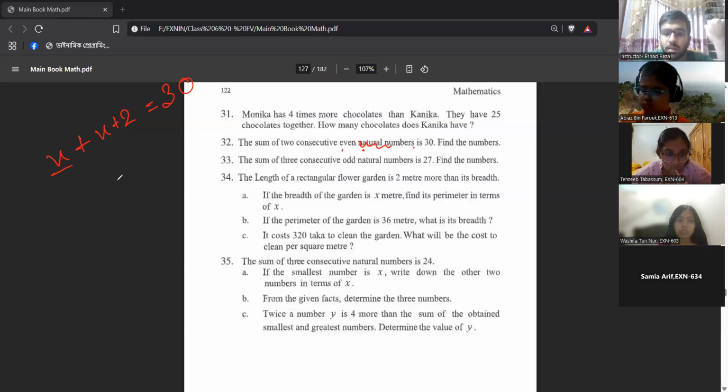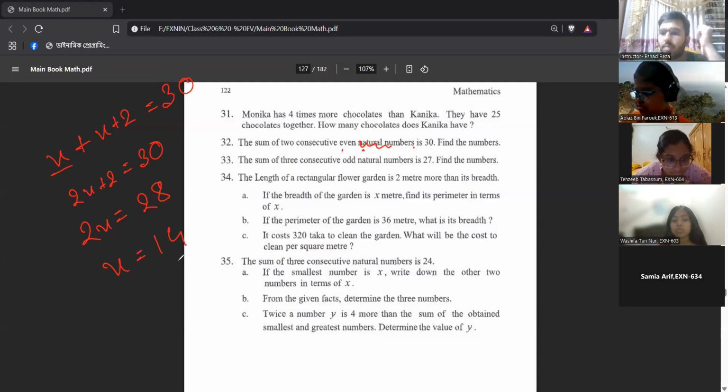So what are the numbers? Well, 2x plus 2 equals 30. And we subtract 2 from both sides, so we get 28. And then x is equal to 14. Again, I'm skipping a few lines. I hope you understand what the lines are because we have already done a lot of them.